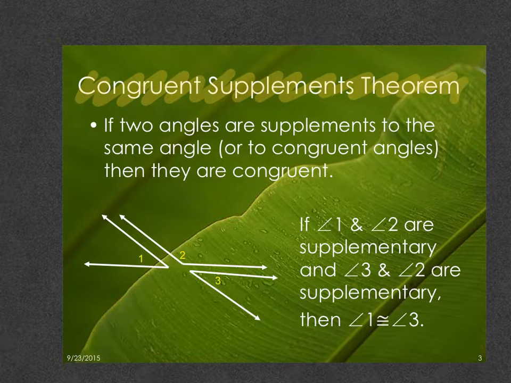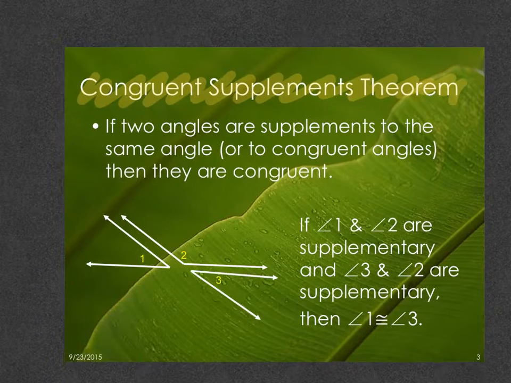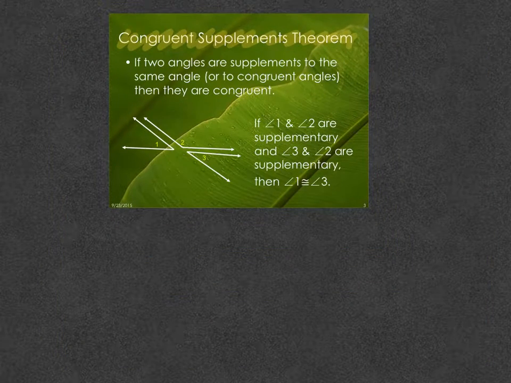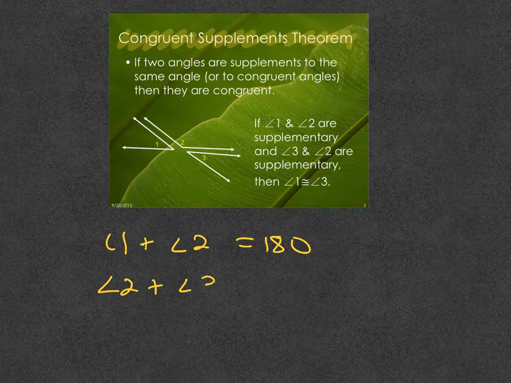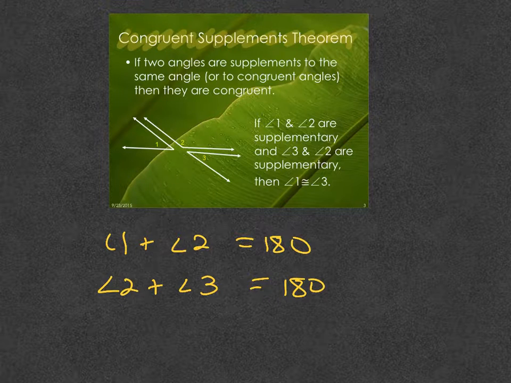Oh, so since they all equal 180, like, since 1 and 2 equal 180, and then 2 and 3 equal 180, it's like the transitive, so 1 and 3 are equal. So if 1 plus 2 equals 180, and 2 plus 3 equals 180, you with me so far? Then I can actually say 1 plus 2 equals 2 plus 3.